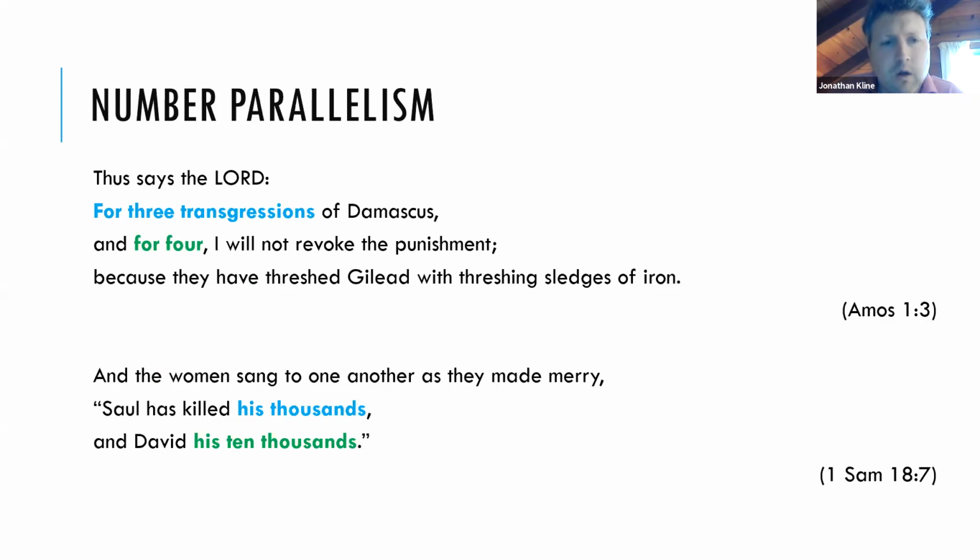So Amos 1: for 3 transgressions of Damascus, and for 4, I will not revoke the punishment, because they've threshed Gilead with threshing sledges of iron. This doesn't mean that Damascus committed only 3 transgressions, or maybe only 4. It just means they committed a lot of transgressions, and saying 3, nay, 4 is a climactic way of expressing that.